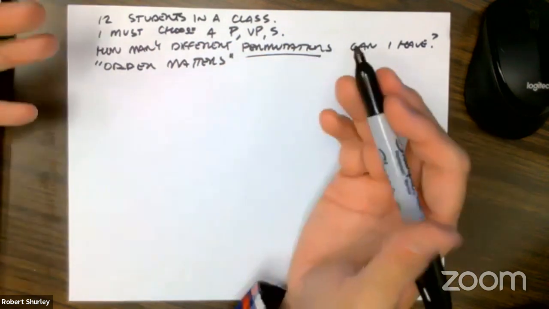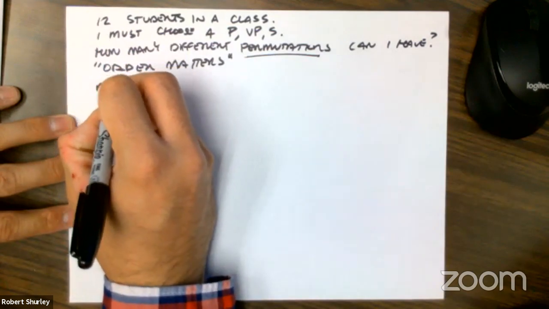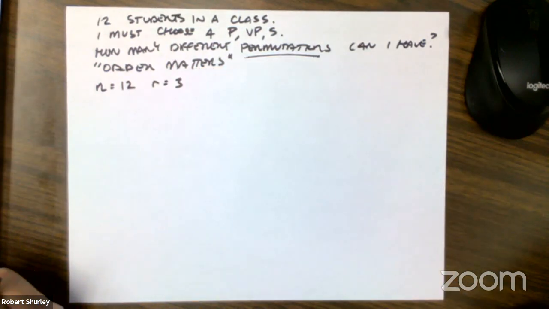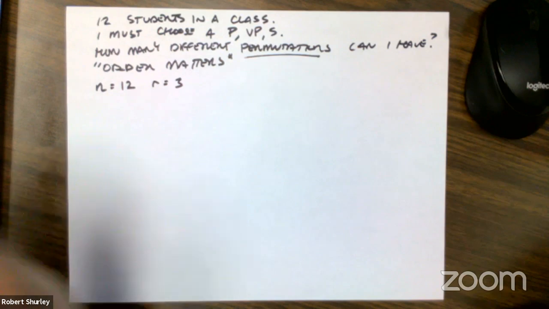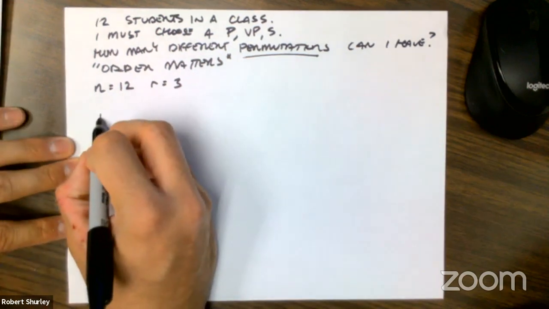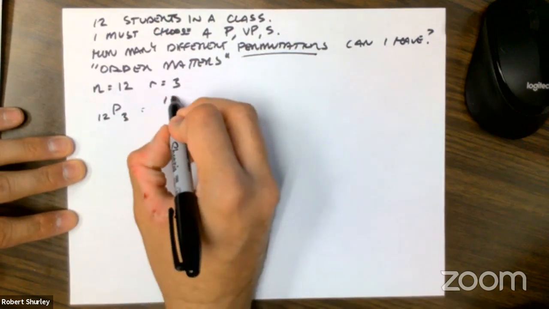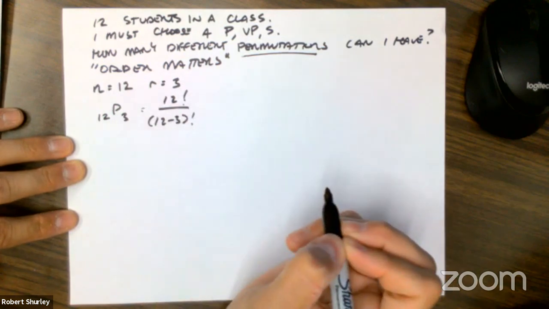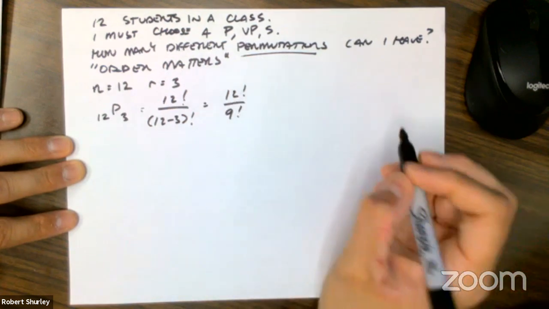So I've got to think of what's the big number, what's the small number. Well, I've got 12 students in the class, so my big number is 12. I'm choosing 3 students out of that 12, so my little number is 3. Notationally, it looks like this: 12 permutate 3, and it's going to be 12 factorial over 12 minus 3 factorial. So we get 12 factorial over 9 factorial, right?